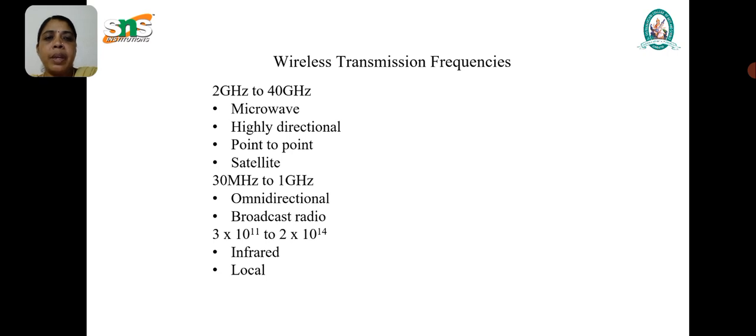Let me see. Microwave is highly directional, point to point, and it will accept 2 gigahertz to 40 gigahertz of frequencies for transmitting the information. Next one is satellite, which requires omnidirectional. The radio frequency will accept 30 megahertz to 1 gigahertz, whereas infrared will accept broadcasting technology 3 x 10^11 to 2 x 10^14. Infrared frequency ranges are used only for infrared options, that is, it will transmit information through infrared as a local one.